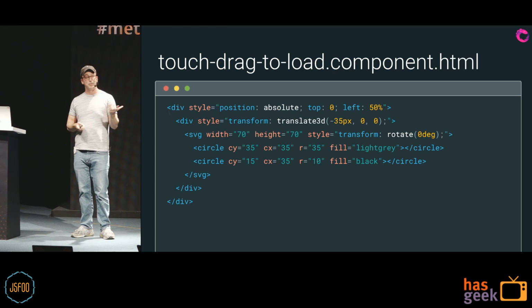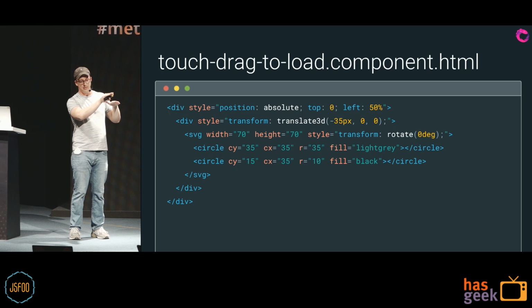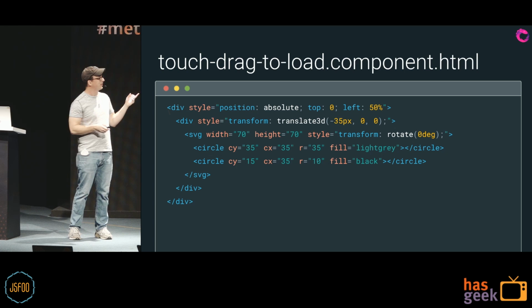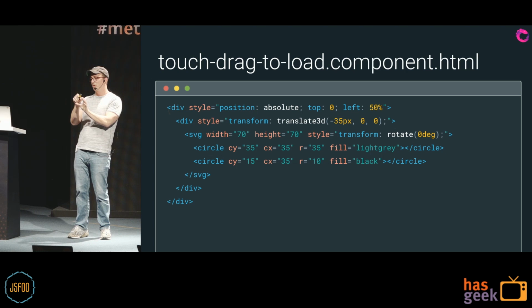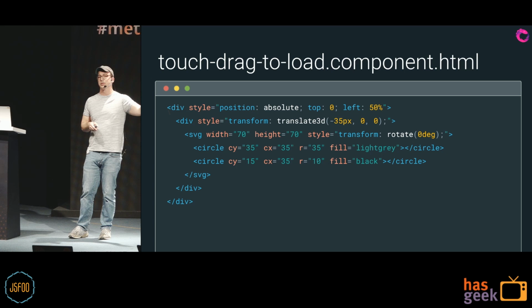The template looks like this. This is just HTML right now. I'm not doing anything dynamic with Angular. I've got an outer div here that positions it left to right 50%. And then I've got an inner div that's going to be responsible for translating the icon up and down. It's got an offset of negative 35 pixels because I've got a 70 pixel diameter circle that I'm going to use. I'm going to use two circles, one offset inside of the other one. And then my SVG tag here, you'll notice I've got transform rotate 0 degrees. That seems pointless. I have it here because that's what I'm going to use to update the rotation when it's loading.